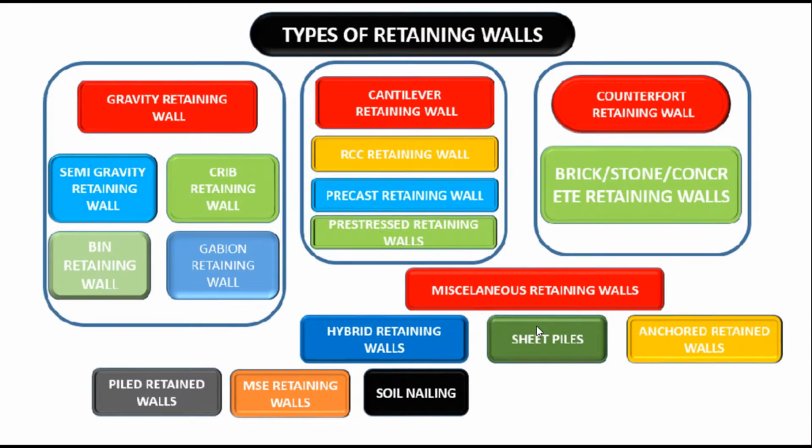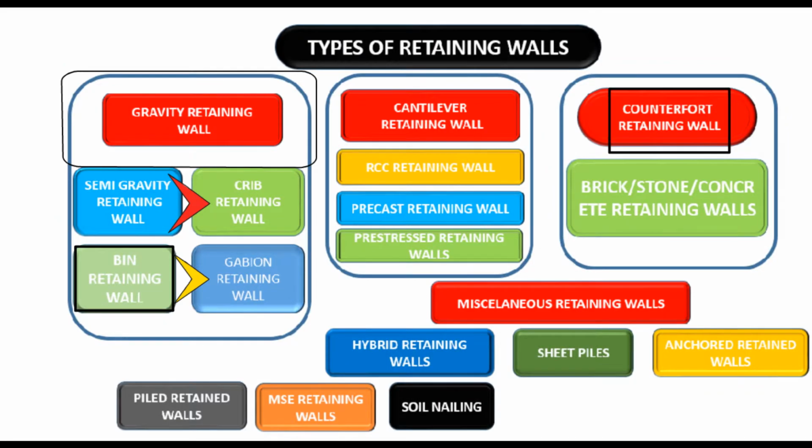What are the different types of retaining walls? Retaining walls are broadly classified into three or four types, but there are a lot of miscellaneous retaining wall systems which are used extensively nowadays for a lot of applications. First, we will discuss the major types of retaining wall, and then we will discuss these miscellaneous retaining walls.